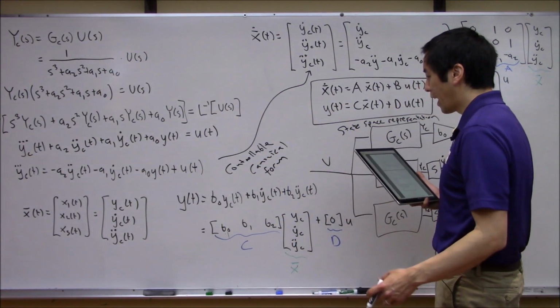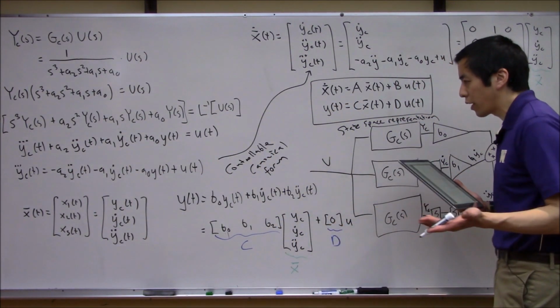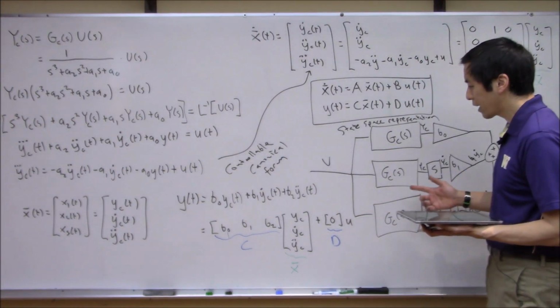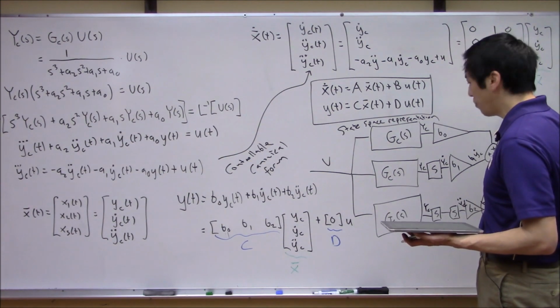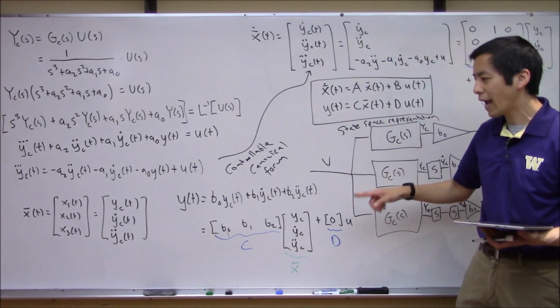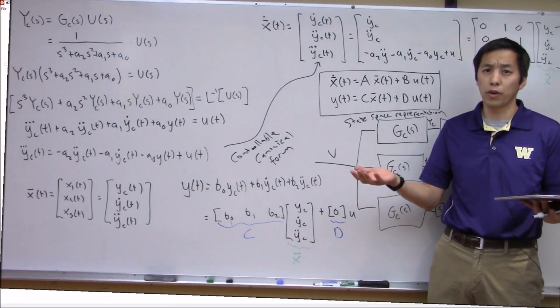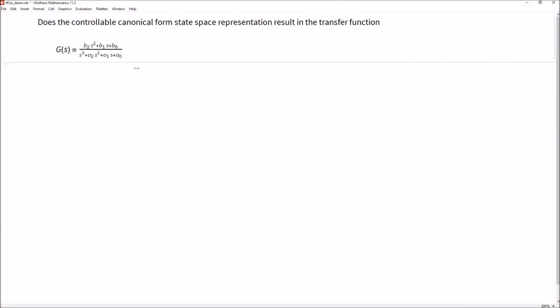Okay, and before we get too far ahead of ourselves, let's run over to Mathematica and double check that this A, B, C, and D matrix actually do yield the original transfer function that we were playing with. All right, so here we are in Mathematica, and we want to check if the controllable canonical form state space representation that we just developed actually results in this transfer function. This is the one we were working with.